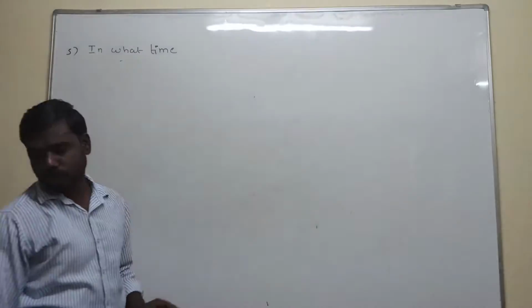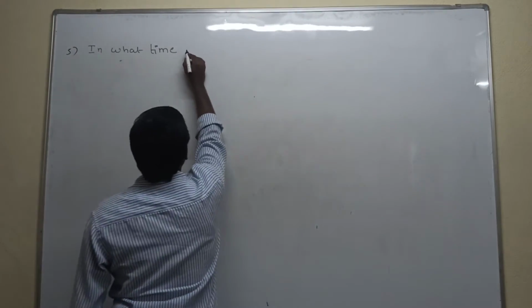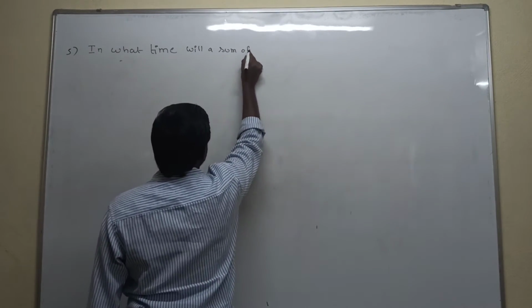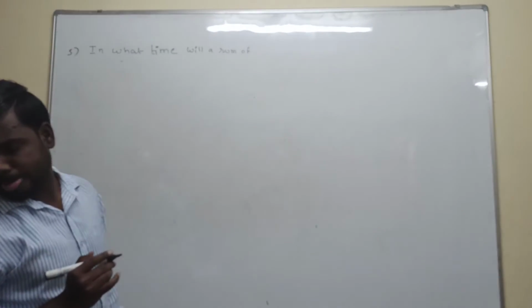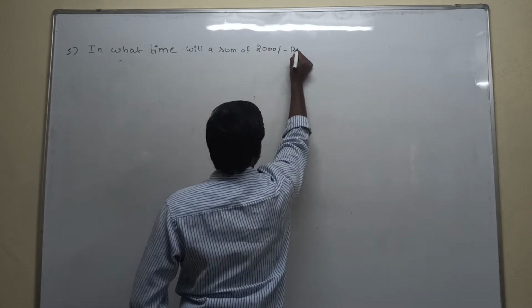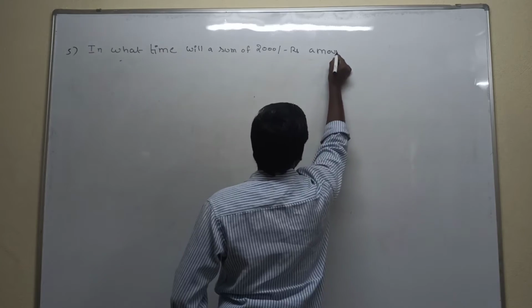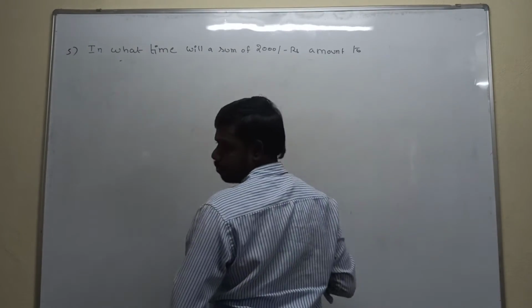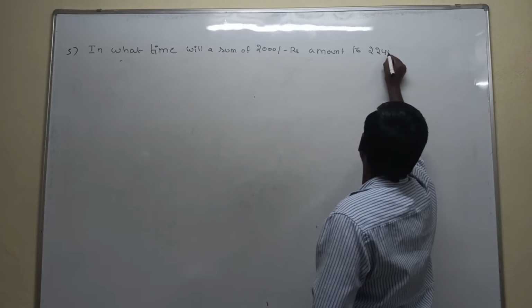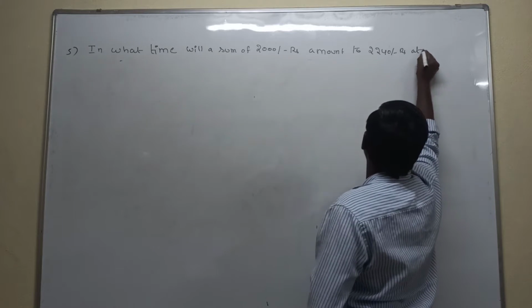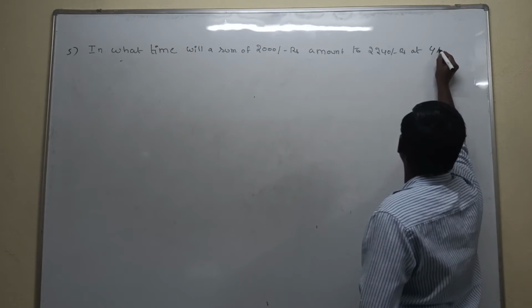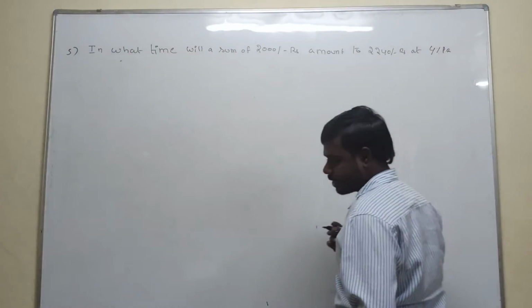In what time will a sum of 2000 rupees amount to, that is, the total amount A, equal to 2240 rupees at 4% per annum. Here is the same question.